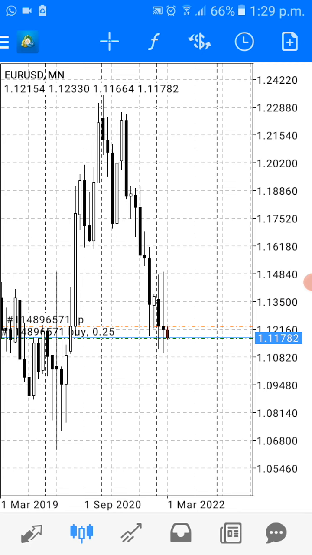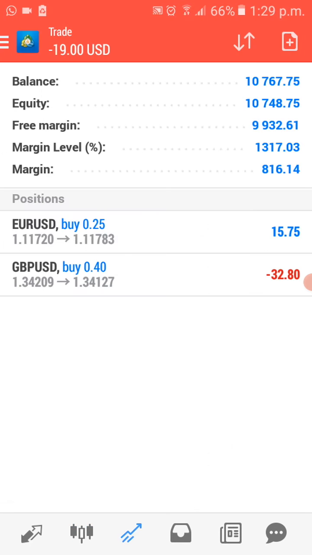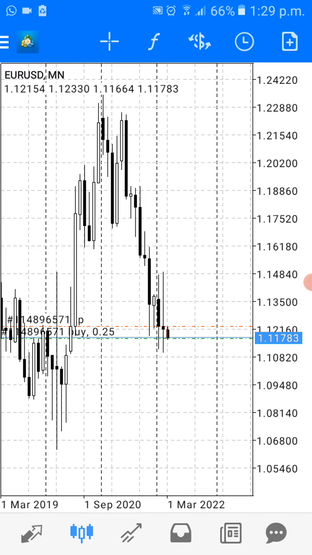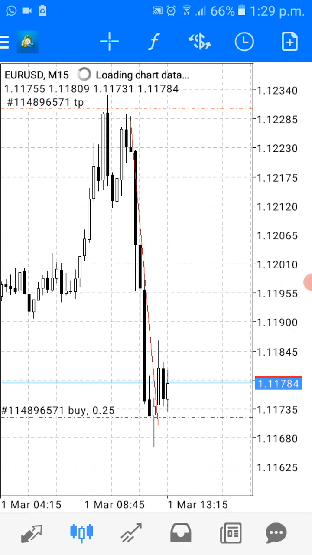Now somebody will be asking, okay, I just took a buy on Euro USD, right? I just took a buy on Euro USD, the same thing which is in a downtrend. So what I'm actually doing here is that I am scalping.